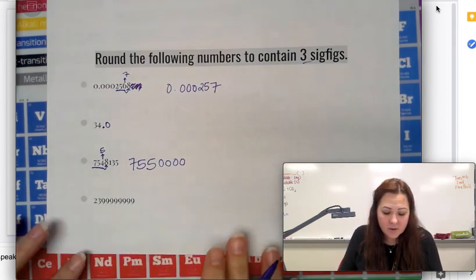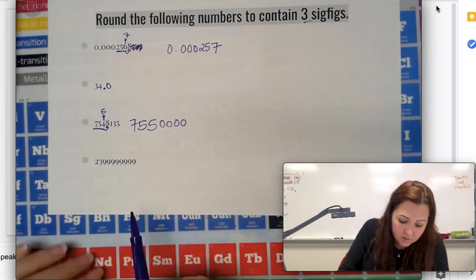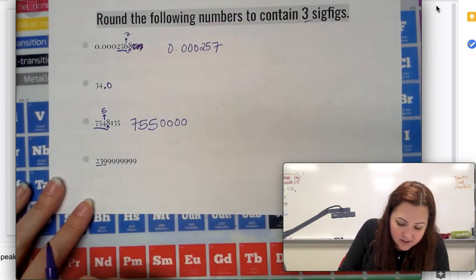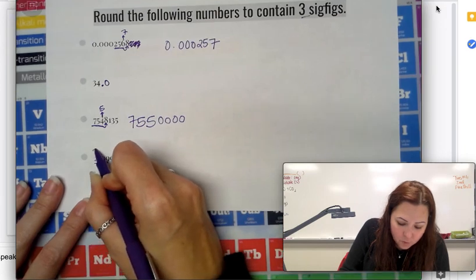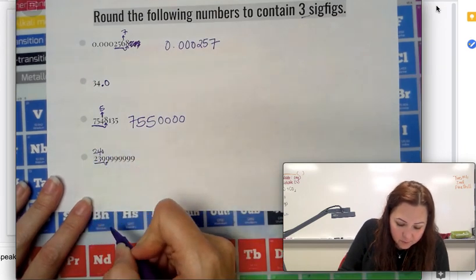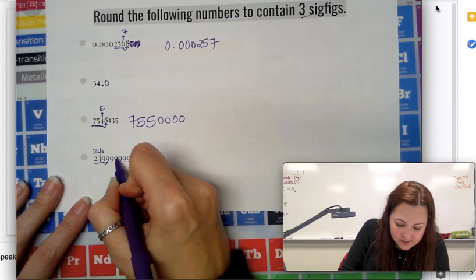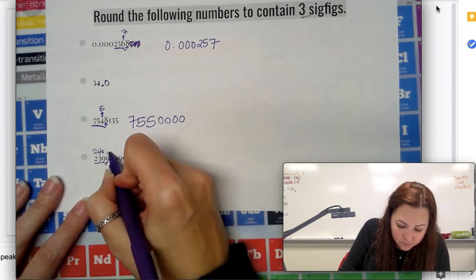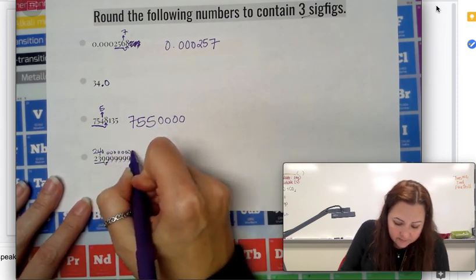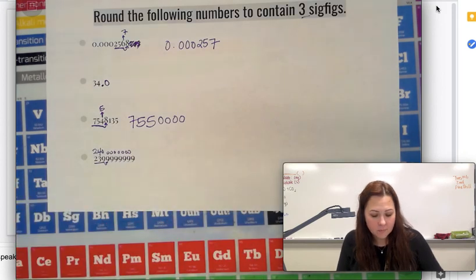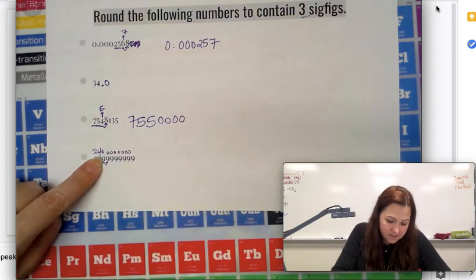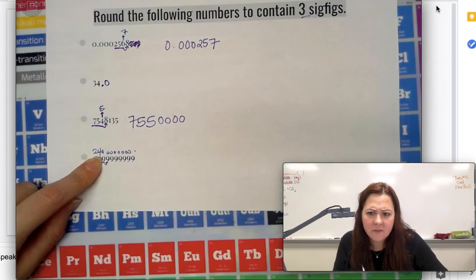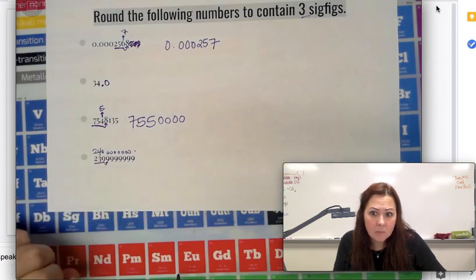Now the last one down here, again, we read from left to right. So I need the 2, the 3, the 9. This 9 next door makes this go up to 240. And then I'm going to fill in 1, 2, 3, 4, 5, 6, 7 placeholder zeros. But I've got an issue. That only has 2 SigFigs. If I put a decimal at the end of it, now I have 10 SigFigs. Oh no, what do I do?